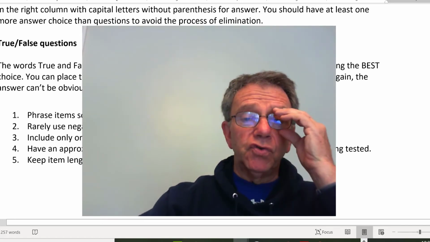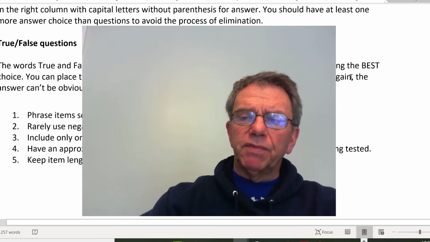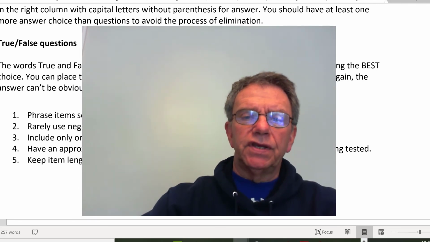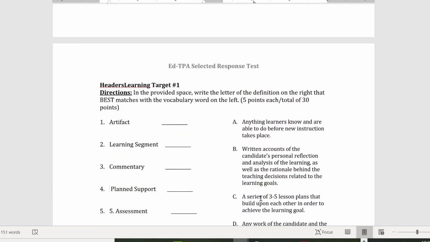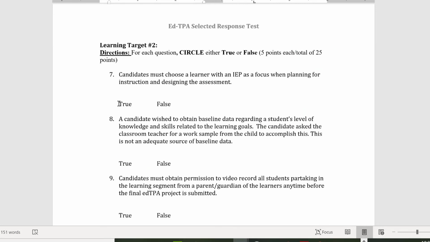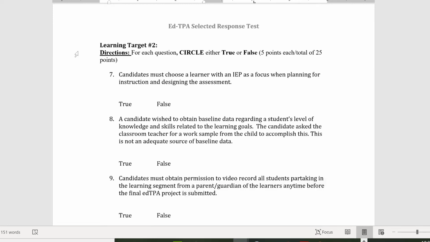True-false questions. The words true and false should be written out so the test taker can easily answer by circling the best choice. You can place them at the end, but I would recommend, as this person has done, to put them underneath and make sure they're spaced far enough apart so a person has ease of answering. You really want to make it easy to answer all the questions. So circle either true or false. Notice the directions, very concise for each question. Circle either true or false.